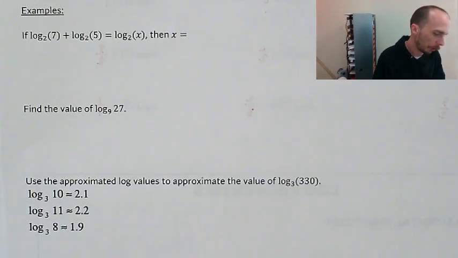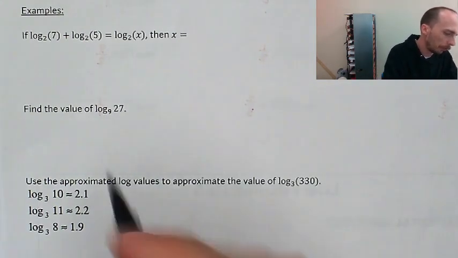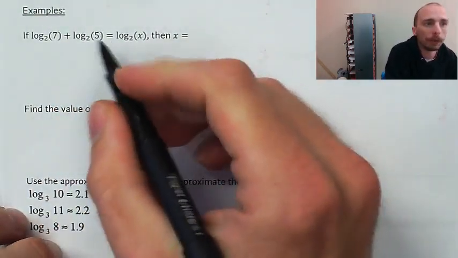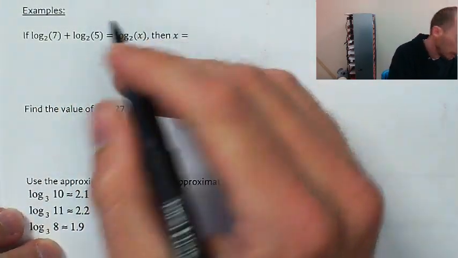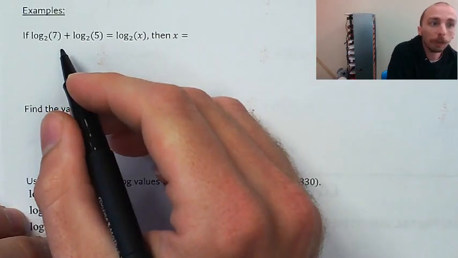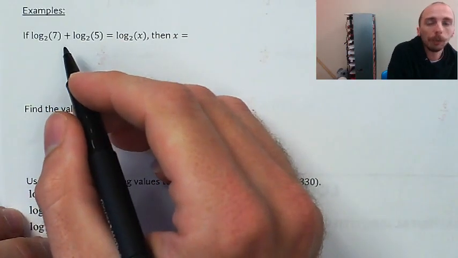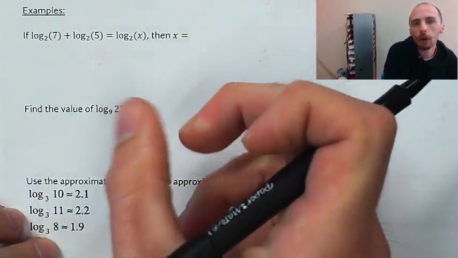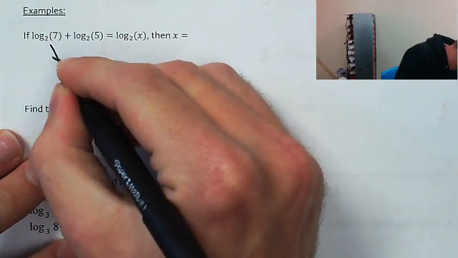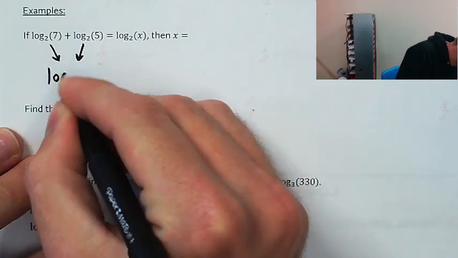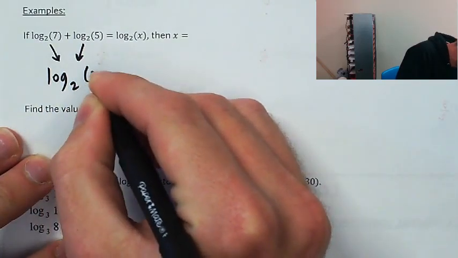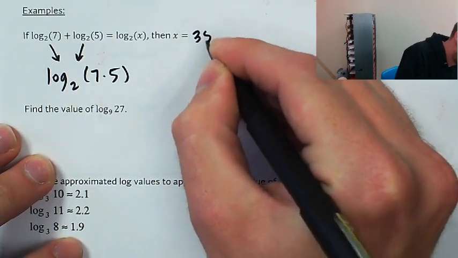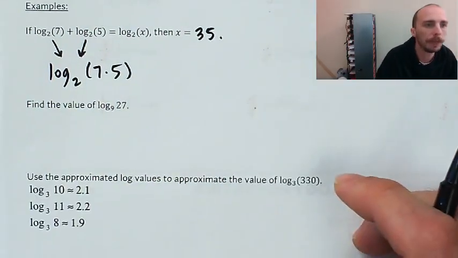The first one is: if log base 2 of 7 plus log base 2 of 5 is equal to log base 2 of x, then what's x? What we're going to have to do is combine these into a single log. So this is applying the property in reverse. We saw that the log of a product is equal to the sum of 2 logs. So if I have the sum of 2 logs with the same base, I can combine their arguments into a product and say these are going to go down to log base 2 of 7 times 5. That means that x is going to equal 35.